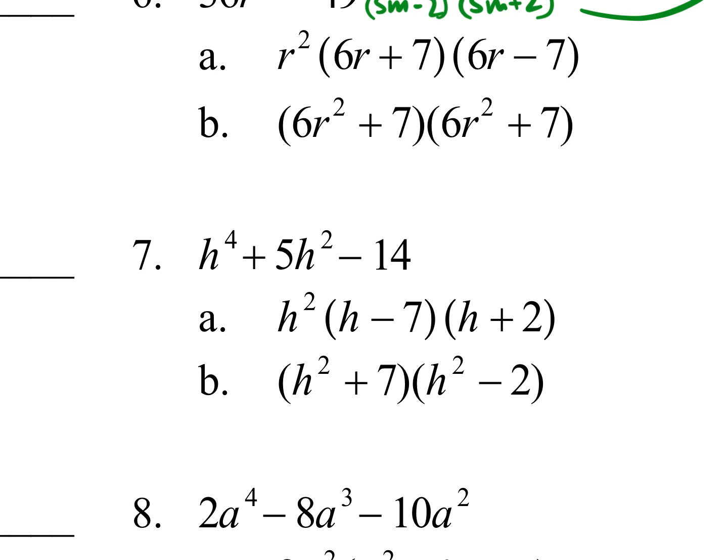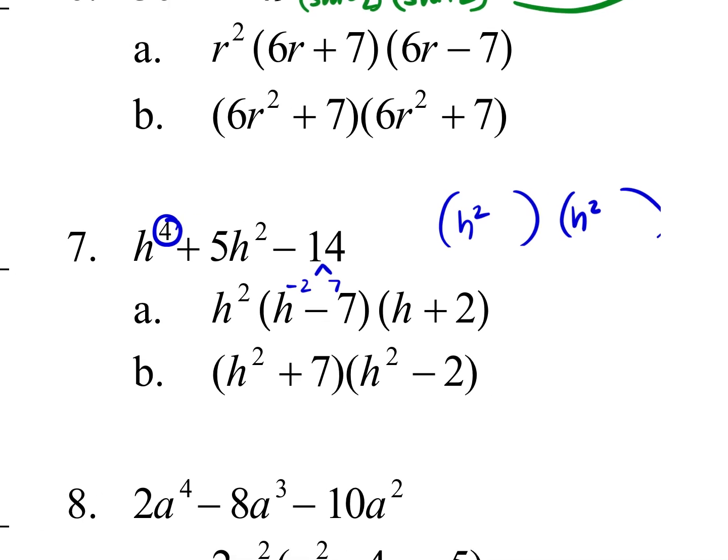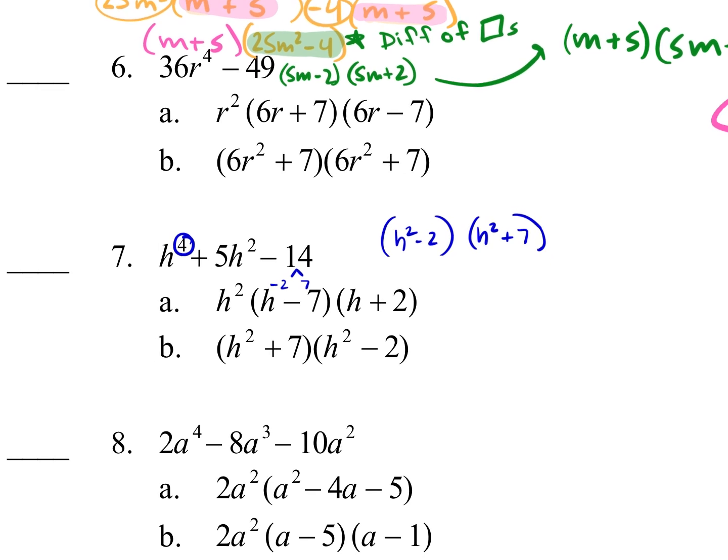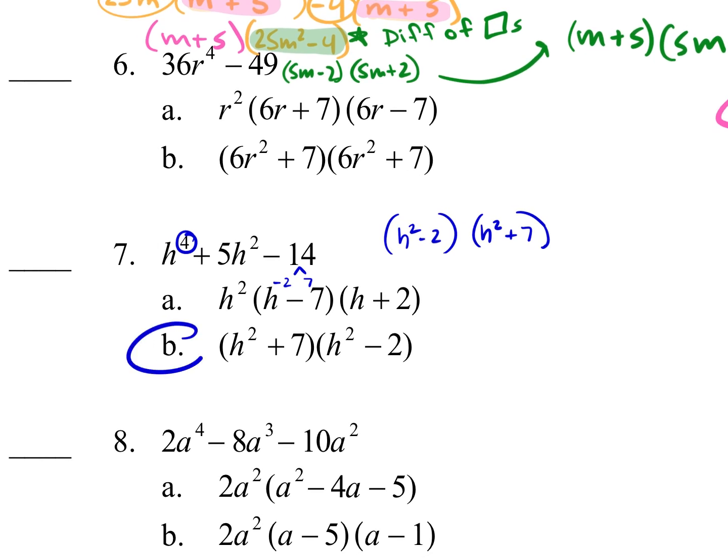But the only difference is instead of it being h to the 2nd power, it's h to the 4th. So when we split it up into the factors, it's going to be h squared and h squared. What are two factors of negative 14 that add to 5? 2 and 7. Negative 2 and positive 7. So h squared minus 2 and h squared plus 7. Can we factor either one of these anymore? No. That would be answer choice B.